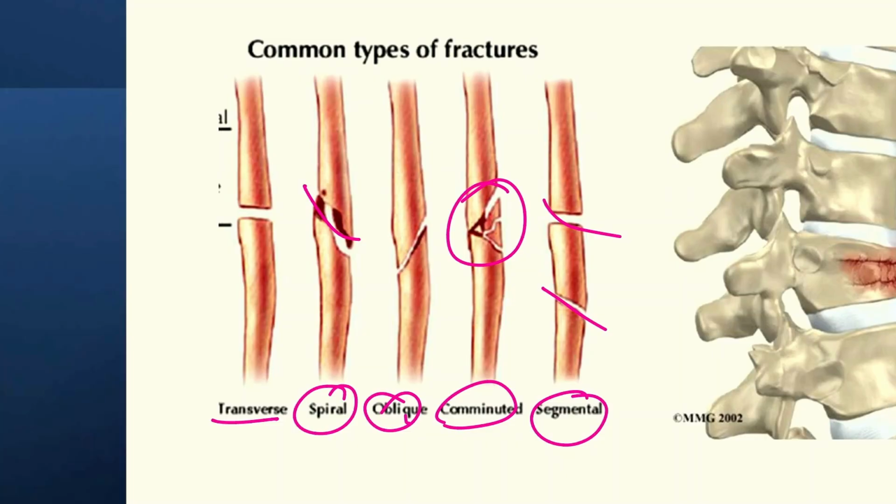So these are descriptions of fractures. When you guys start ortho, they're going to talk about what mechanism of injury will result in a transverse fracture, what resulted in an oblique fracture, those types of things. But for now, just know what they're called.